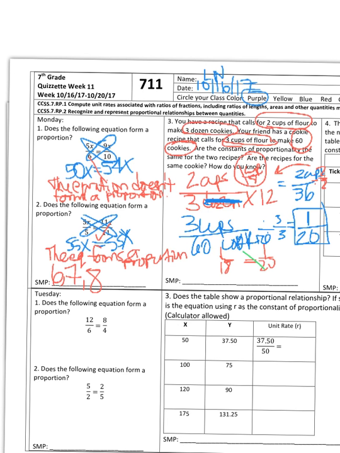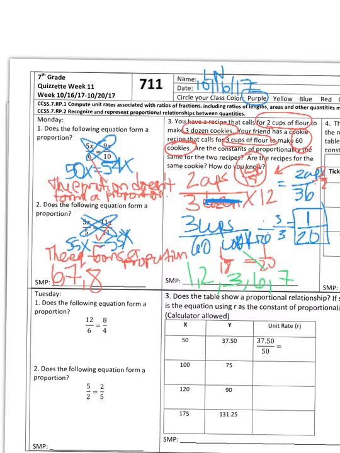Are the recipes for the same cookie? No, they're not for the same cookie, because if it were for the same cookie, it would have the same recipe. And that's how do you know? That's answering that as well. So please write that in a complete sentence. The SMP that you're using here can honestly be SMP 1, SMP 2, SMP 3, SMP 6, and SMP 7. As long as you can justify it, I am okay with it.